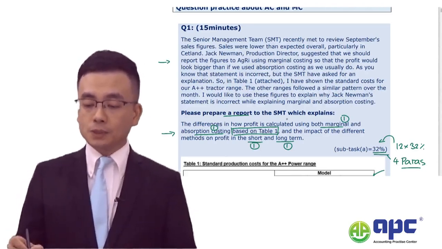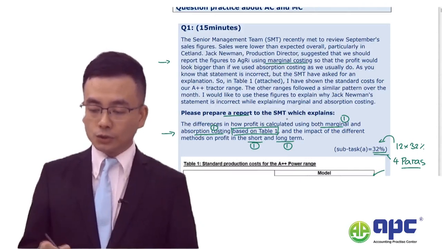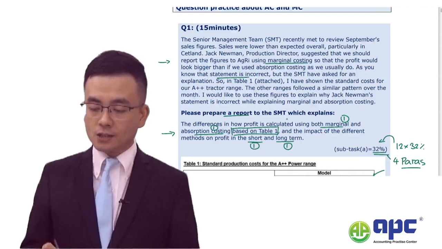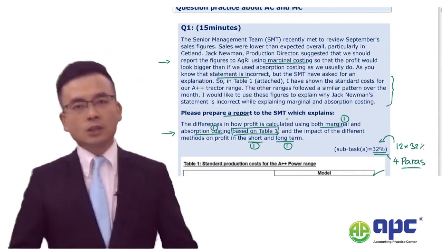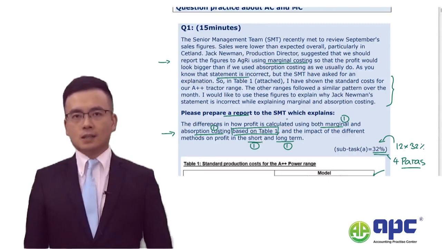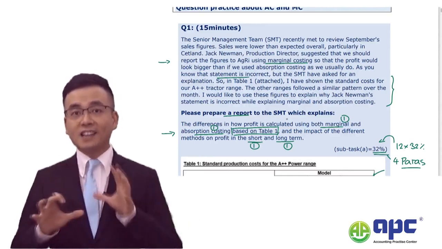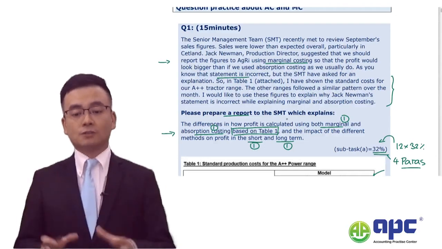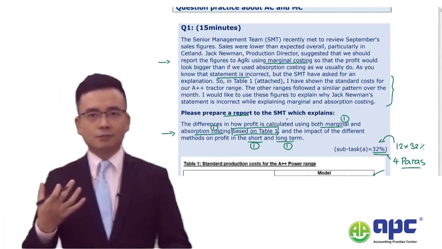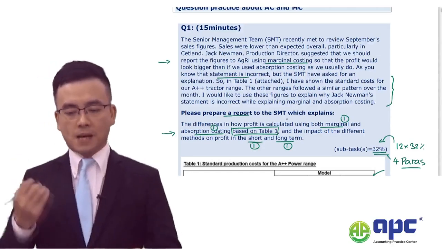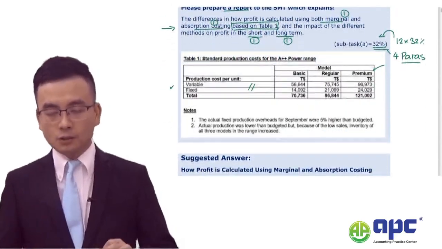For example, the senior management team members reviewing the sales figures and suggesting we should use marginal costing, and the statement is incorrect, asking for explanation, so we are attaching the table 1, and so on. You can see that the exhibit really gives or explains nothing. If you're testing the technical stuff, such as absorption costing, yes, just read through the exhibit, but you don't really have to refer back in your answer to what the senior management team members said. Stop doing that, okay? Just focus on the technical stuff.